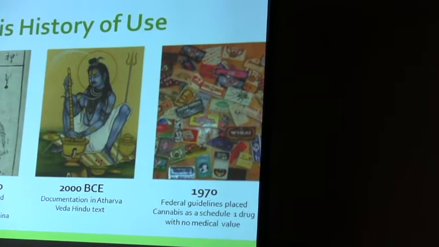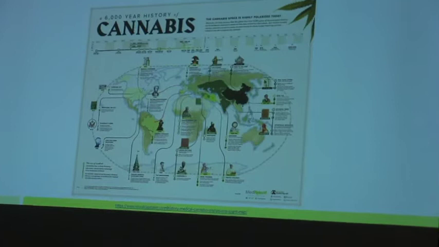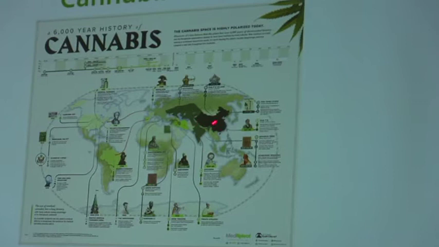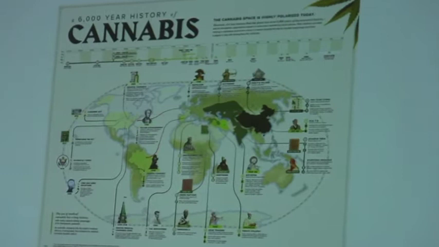And you probably can't see this very well, but really what this picture is displaying is the globalization and the history of cannabis within the last 6,000 years. And largely originating out of the Asian countries, India and China, is where we think this plant came from, and it's really diversified globally from that.